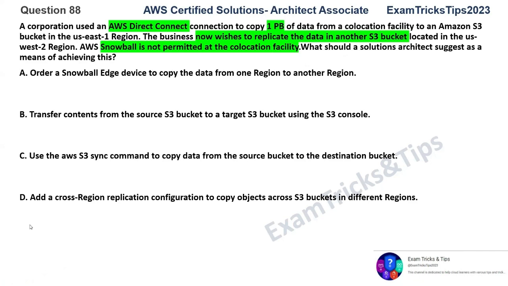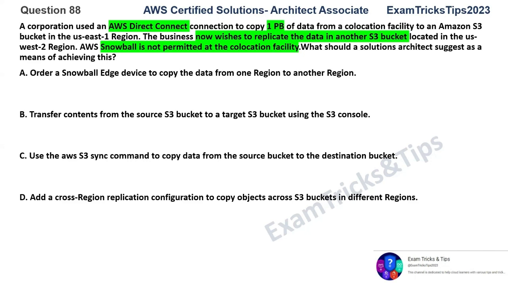We have a scenario where a corporation used a Direct Connect connection to copy 1 petabyte of data. Now the business wants to replicate the data in another S3 bucket, which is located in West 2 region. First, the data was copied in a bucket in East 1 region. Now it needs to go to West 2 region. You're not allowed to use any Snowball in this case. What we have here is a very classic application of cross-region replication.